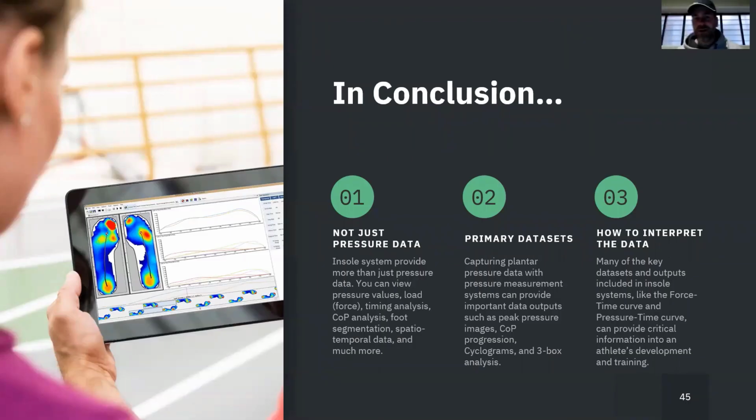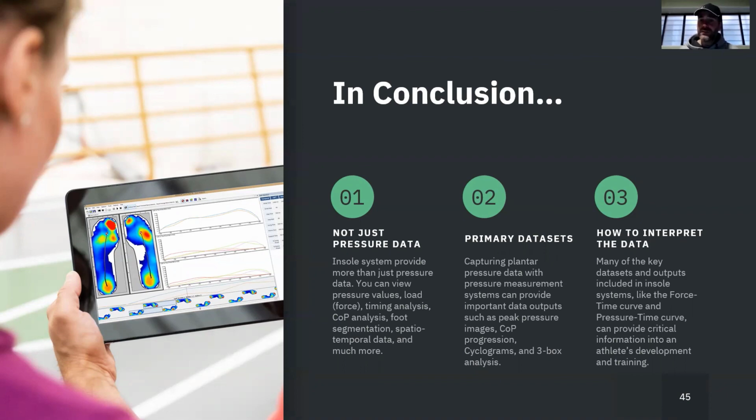In conclusion, the three main aspects that you need to understand when implementing a plantar pressure mapping system for analyzing human performance and return to play is, first, that plantar pressure technology is not just pressure data. An insole system provides more than just pressure data, and you can view pressure values, load, timing analysis, center of pressure analysis, foot segmentation, spatiotemporal data, and much more.